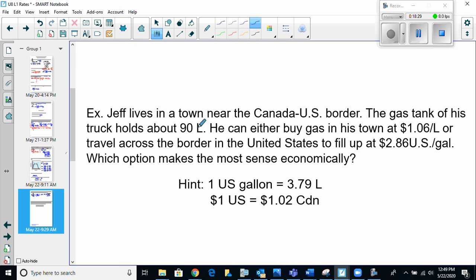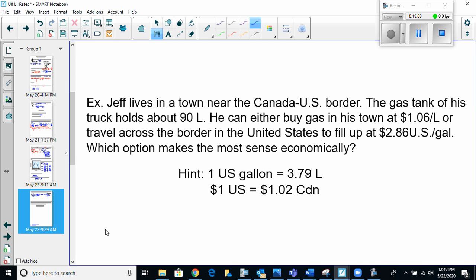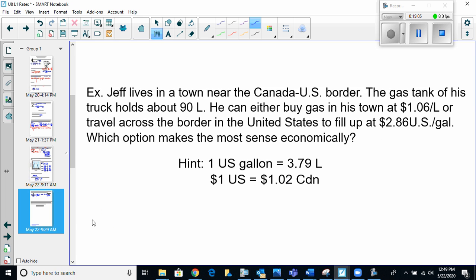Jeff lives in a town near the Canada-US border. The gas tank of his truck holds 90 liters. He can either buy gas in his town for this much money a liter, or travel across and fill it up with this much per gallon. Which option makes more sense, knowing that 1 US gallon is 3.79 liters, and $1 US is about 1.02 Canadian, which now is not that true, but it's okay.